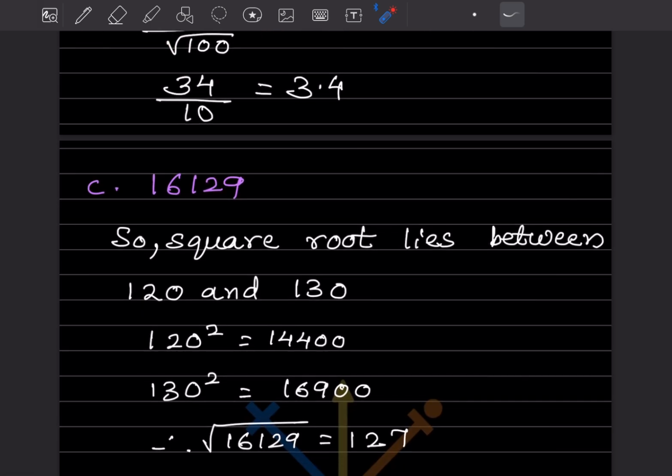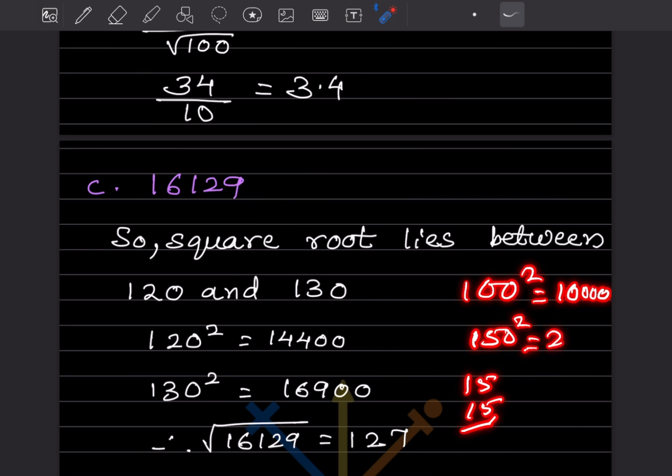So now for this one, 16129. You can see for this one, the square root lies between 120 and 130. How? Because see, 100 square will be 10,000. And if you are taking 150 square, 15 15s are 225 and 2 zeros. So here that is 22,500.